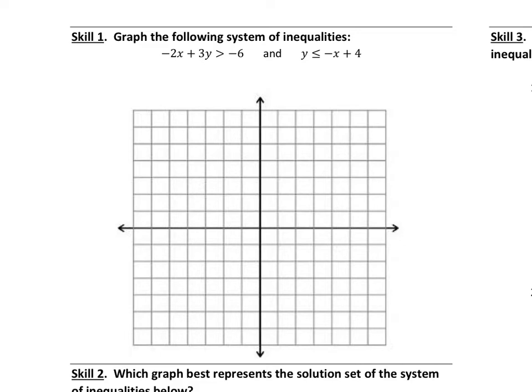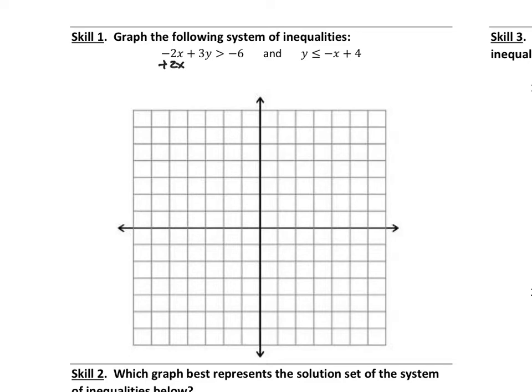Can I graph this first one right now? No. What's wrong with it? We don't have y equals. The y is not by itself, so we have to solve for y. So what is the first thing I need to do to start solving for y? How do I move that x to the other side? It will be a positive 2x.